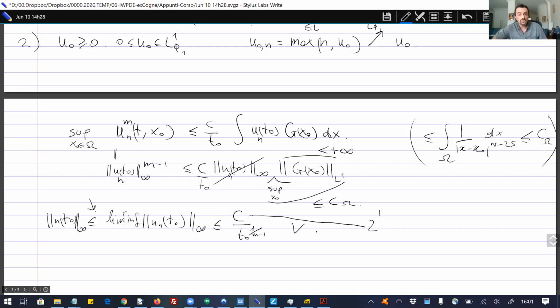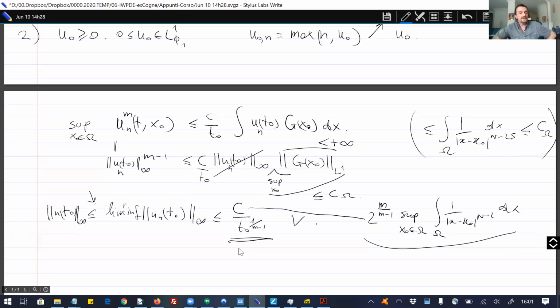This is like 2 to the m over m minus 1 times the sup over x0 in omega of this integral, the integral over omega of 1 over |x minus x0| to the n minus 2 dx. And this is clearly finite and not depending on x0, not depending on u0, sorry. And so this is the absolute bound.